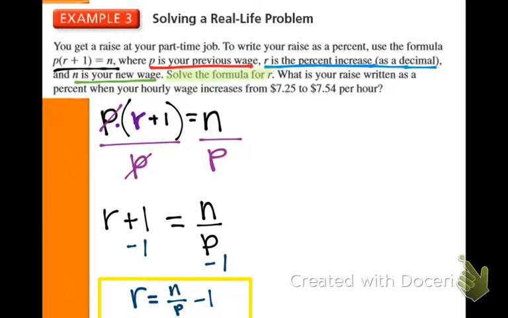That's it. It's not a pretty answer. It's not going to be a pretty answer. But we did what we were supposed to do. We got R by itself.